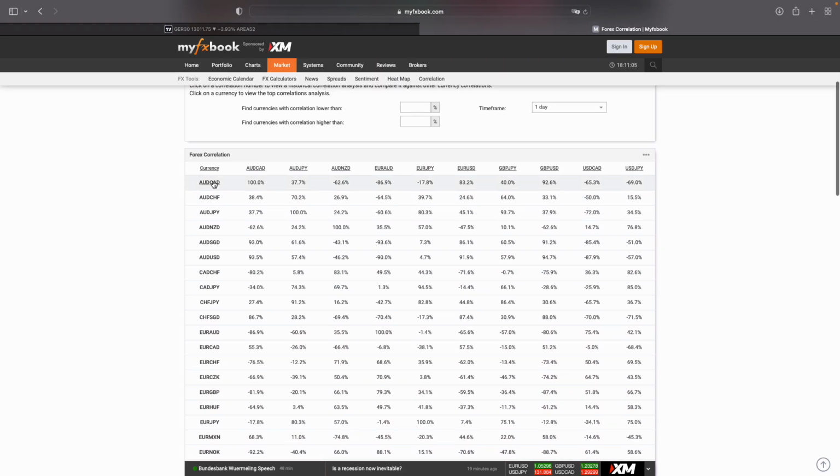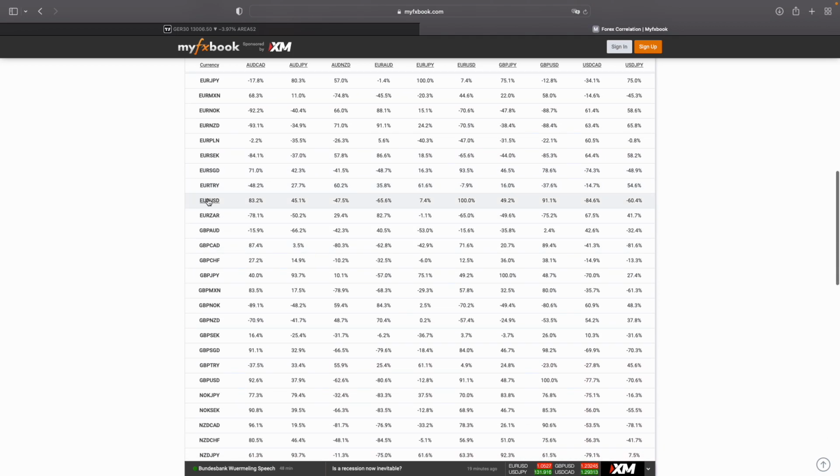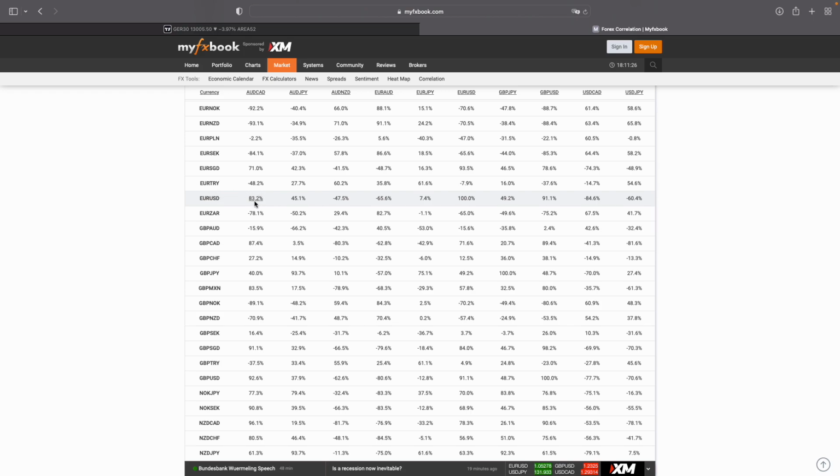So how this basically works is, here you've got the base, I'm not going to say the base currency, but let's say I'm going to go with something very easy. Let's go with Euro USD. So here you've got Euro USD. Now here it basically means that the correlation between the two of them is 83.2%. So what this means is that there's an 83.2% chance that when the Euro USD goes up, AUD CAD is going to go up as well.